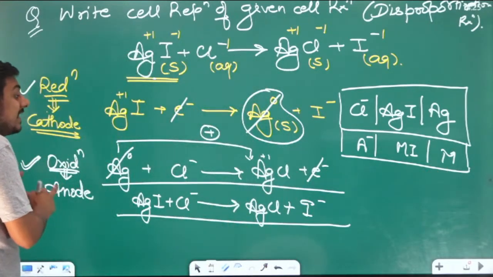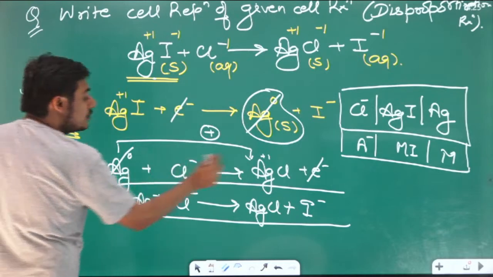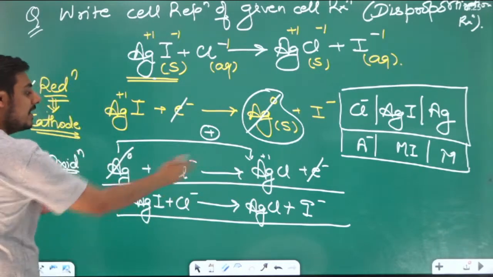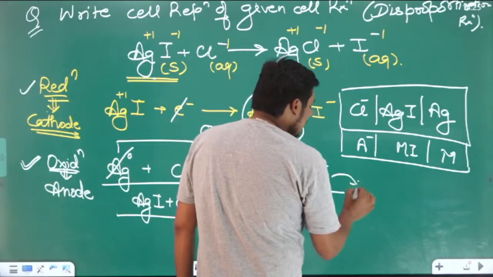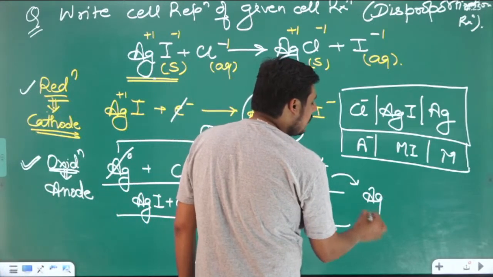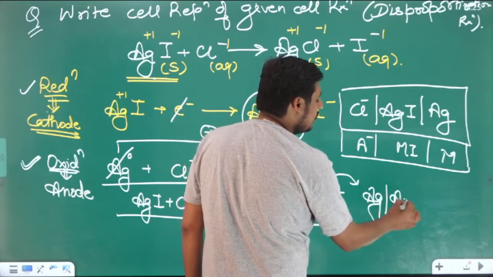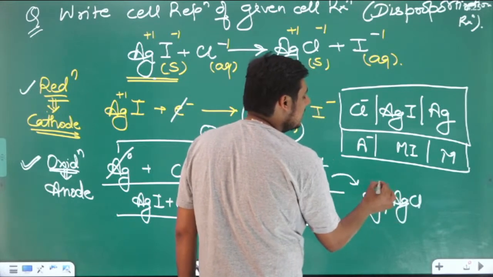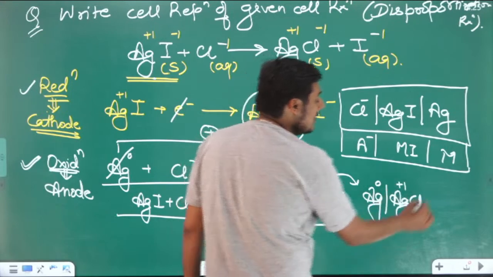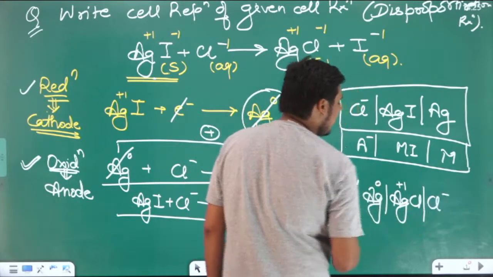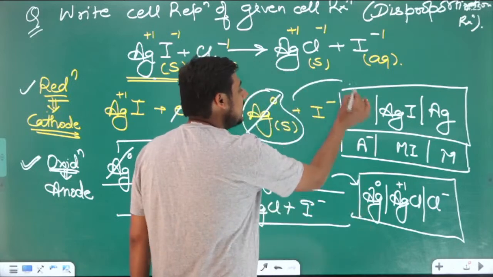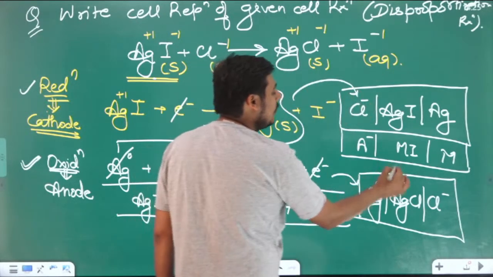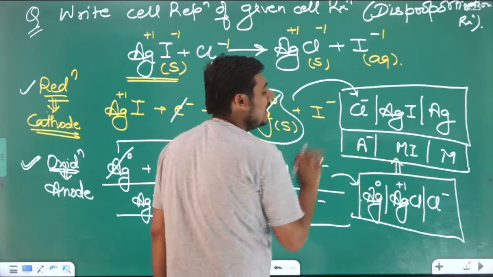Anode, how to represent anode? Again, this is a metal insoluble salt anion system. We can figure it out by looking at the reaction. We will represent it by writing down metal which is getting converted into AgCl. That means oxidation is taking place from 0 to +1 by liberation of Cl negative. So this will be the representation for anode. We have represented anode as well as cathode. Both of these are metal insoluble salt anion electrodes.